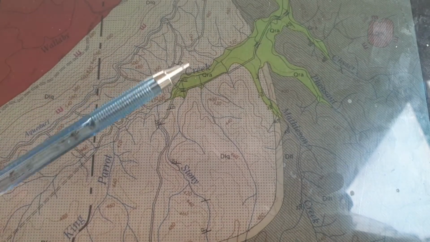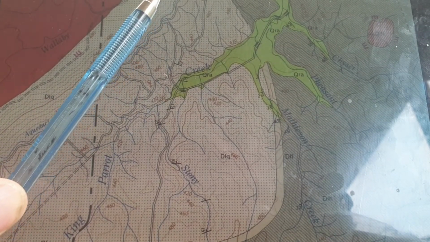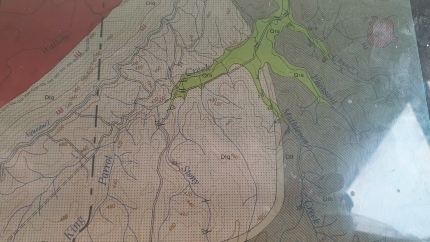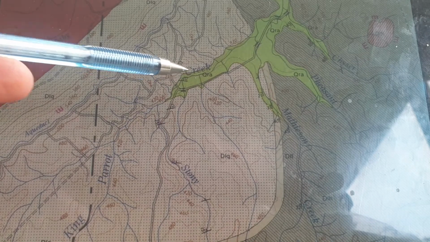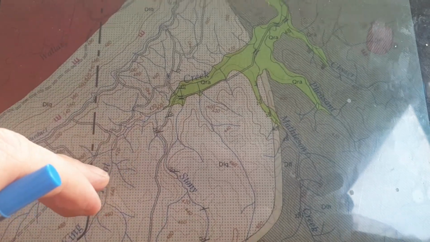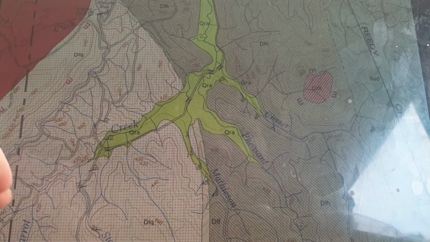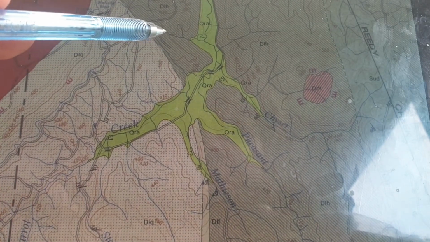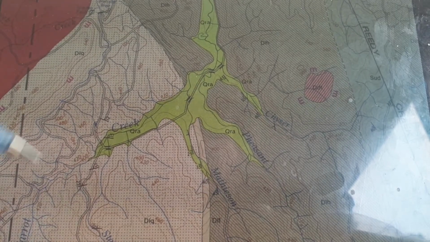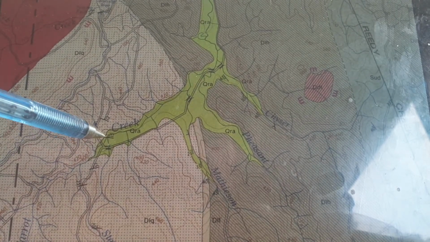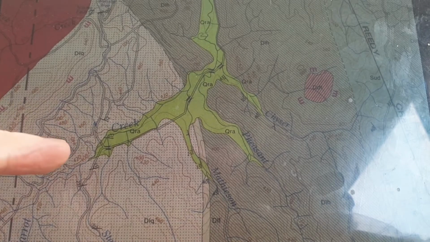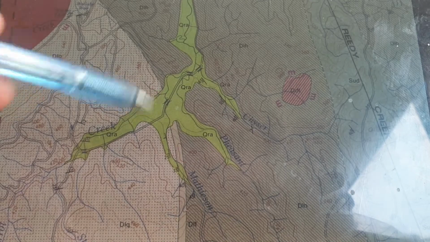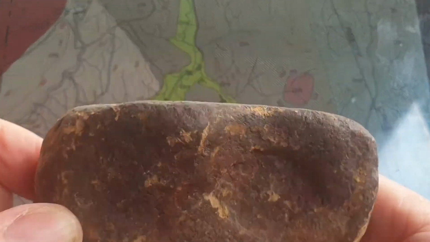So this is a bit confusing. I know it's right next to a bridge that I got it off. But anyway, I still reckon it's here, but it could also be in this area here as well. So anyway, doesn't matter. Same formation.